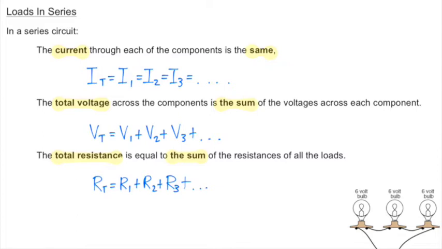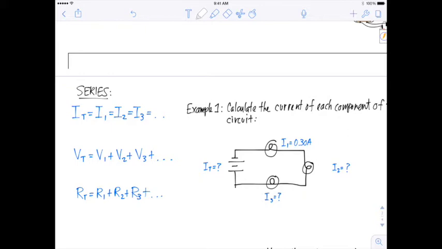So we're going to do three examples, one for each of these equations. Whenever you're doing these equations, I suggest that you write down the equations right away on your page, so you have them there so you can look at them while you're answering the question. So let's take a look at the first example. Example number 1. Calculate the current of each component in the circuit.